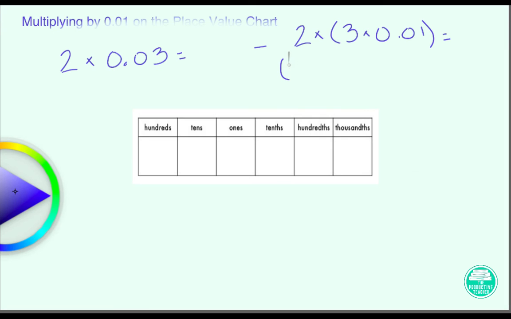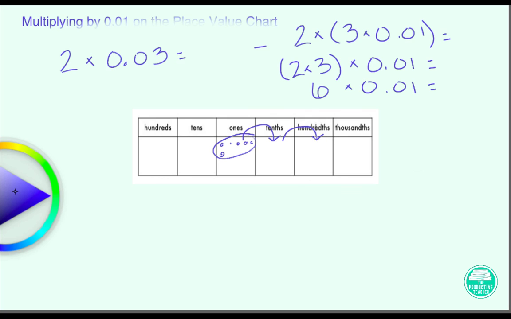Now I'm going to move my parentheses because of the associative property of multiplication. Now I have 2 times 3 times 100th. Now 2 times 3 is 6, and I have 6 times 100th, and now I have an easy problem to solve. So I'll draw my 6 here, 1, 2, 3, 4, 5, 6. And because I'm multiplying by 100th, I move it over 2 spaces to the right, and I now have 6 hundredths.